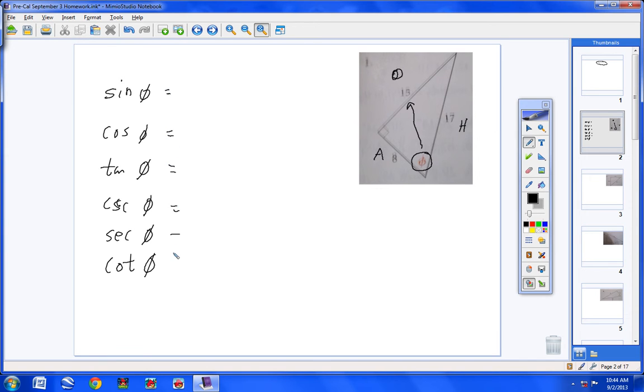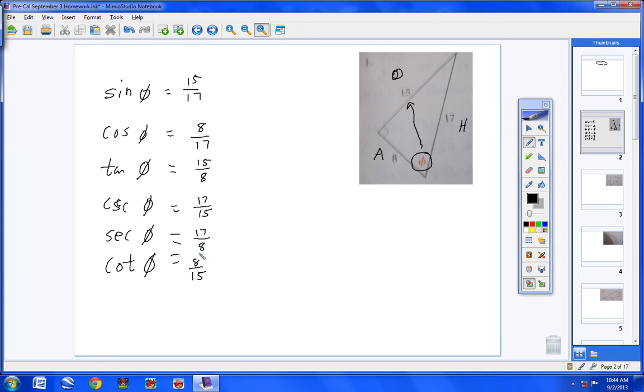Sine is opposite over hypotenuse, so 15 over 17. Cosine would be adjacent over hypotenuse, 8 over 17. And tangent is opposite over adjacent, 15 over 8. Now, cosecant is the inverse of sine, so that would be 17/15. Secant is the inverse of cosine, so 17 over 8. And cotangent is the inverse of tangent, so I would put 8/15.